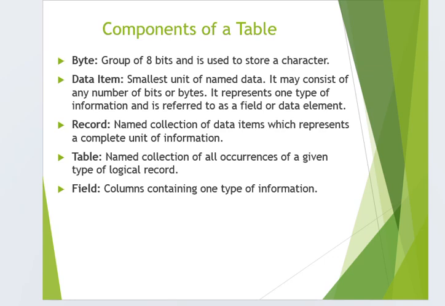The next one is record. Record is nothing but the other name given to table. A named collection of data items which represents a complete unit of information. Now table is a named collection of all occurrences of a given type of logical record. So record and table. Table is also known as relation. Field, columns containing one type of information, they are fields.